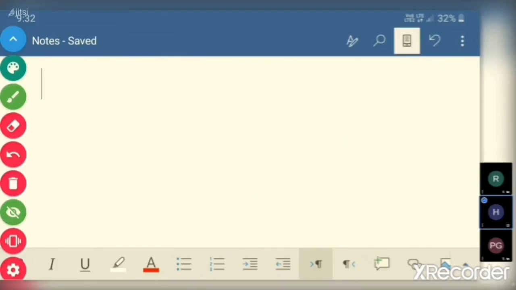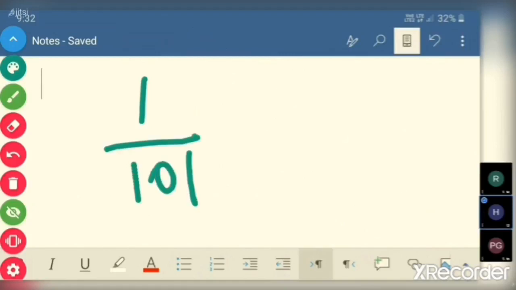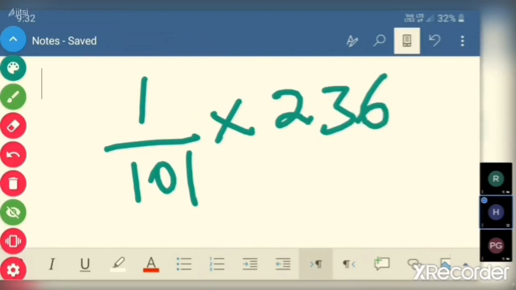Now what happens? How much tax does he have to remit to the government? That is 1 divided by 101. If 100 rupees is the sale price, 1 rupee is the tax. So for a 101 invoice bill, 1 rupee is the tax payable. So for 236, how much is the tax payable? Calculate. Rajendra, calculate. How much will it come to?